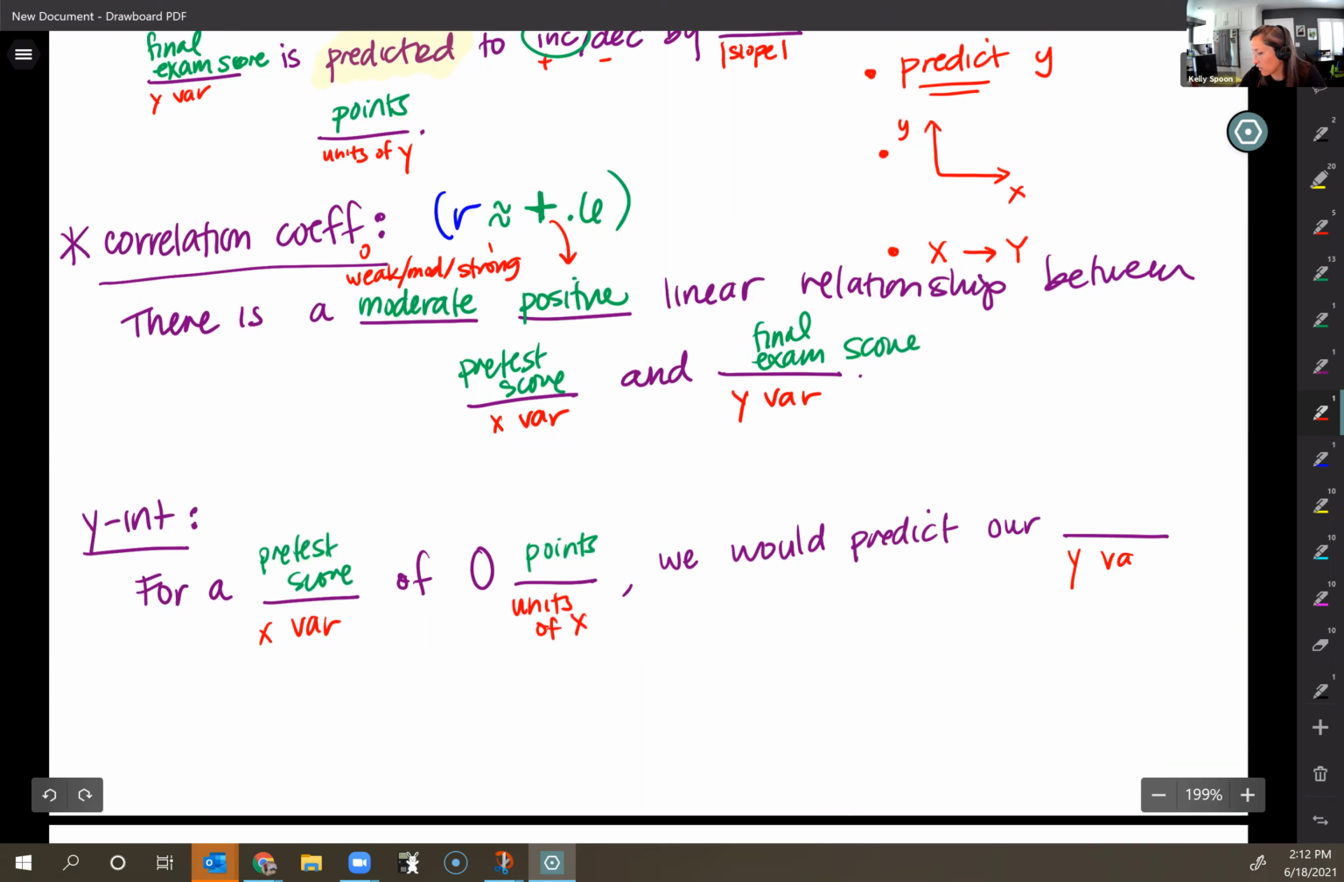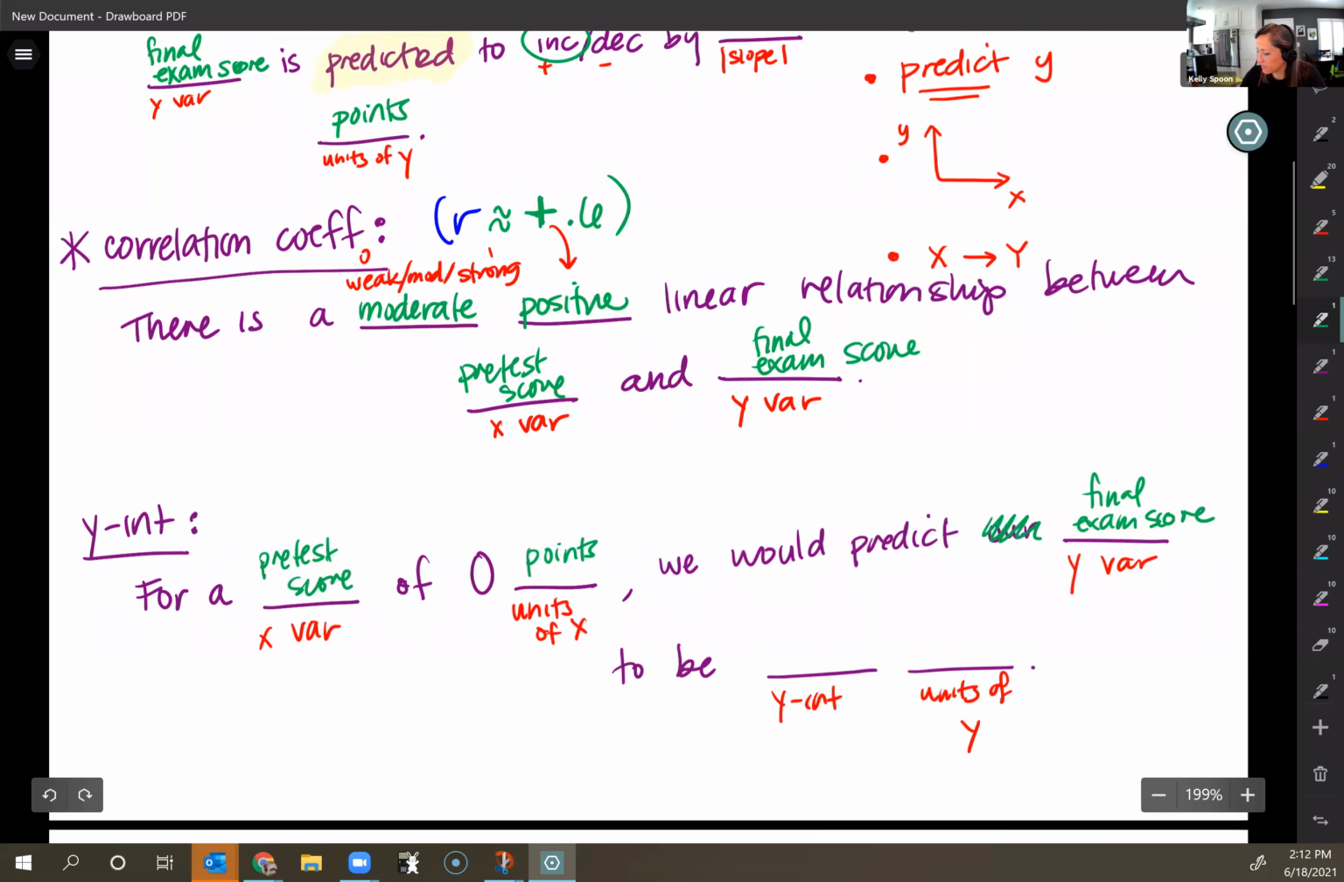So this is our y variable, our final exam score. I don't really know why I put R. That's awkward. We would predict final exam score to be, and then that's our y-intercept, and of course the units of our y again. So y-intercept value and the units of our y. In this case, I think it was 54 points. So they could bomb that pretest and we could still expect them to end up with a 54 on the final exam, to have learned something through the course.